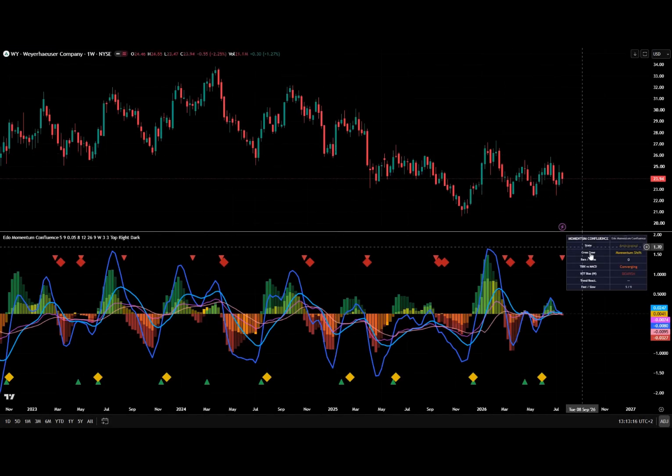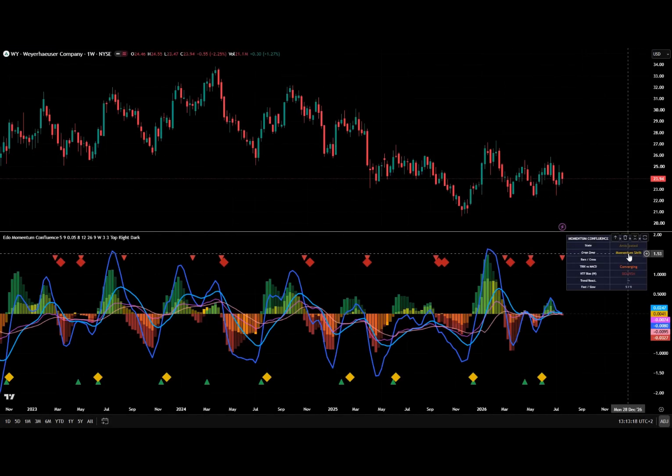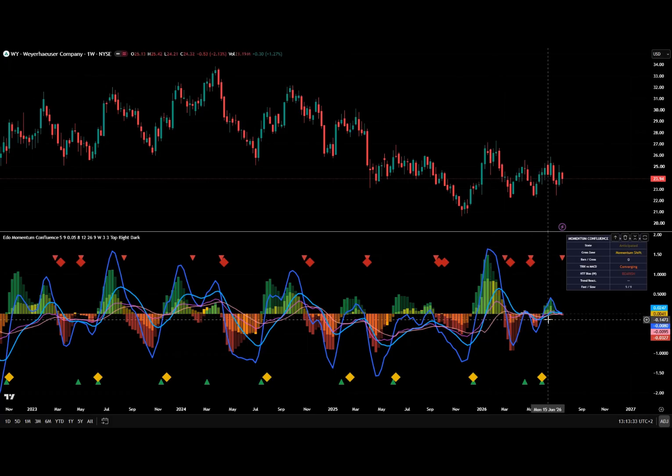Not every cross is worth the same, and the panel grades them. The row is called cross zone, and it reads momentum shift here, on Weyerhaeuser Weekly. A momentum shift is a cross that happens right at the zero line, with both engines flat. Those are the ones that tend to start something, because there is no momentum left to unwind first.